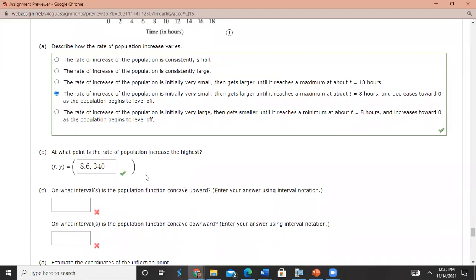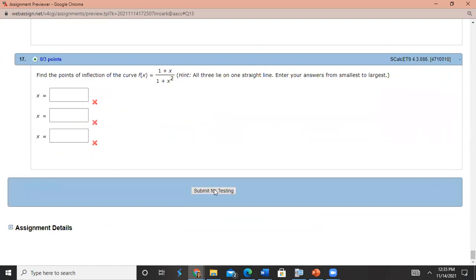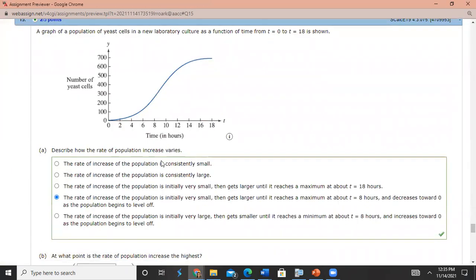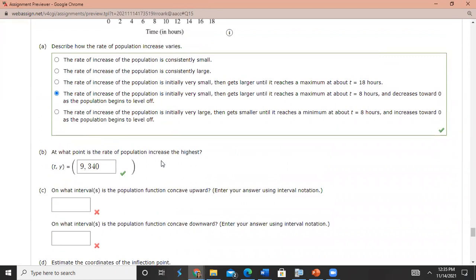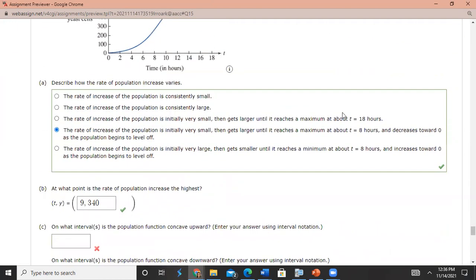Let's keep taking a look. I submitted for testing just to show you what they're looking for. I'm also interested, if I put 9, would they let me do that? I like to sometimes see what limits they have on WebAssign for the accuracy. They also accepted 9. So I feel like anywhere around there they would probably accept, but I don't think they're going to accept 8, which is a little tricky because it says here about 8 hours. So you would think that's what it would be referring to.